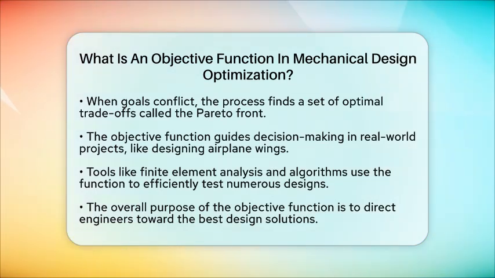Tools like finite element analysis and numerical algorithms use the objective function to explore many options quickly. This process saves time and helps engineers find the most efficient, safe, and cost-effective designs. So, in simple terms, the objective function is the heart of design optimization. It tells us what to aim for and guides us toward the best possible solution in mechanical engineering projects.